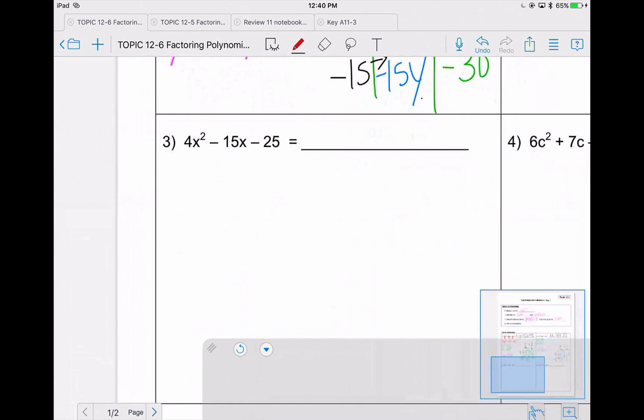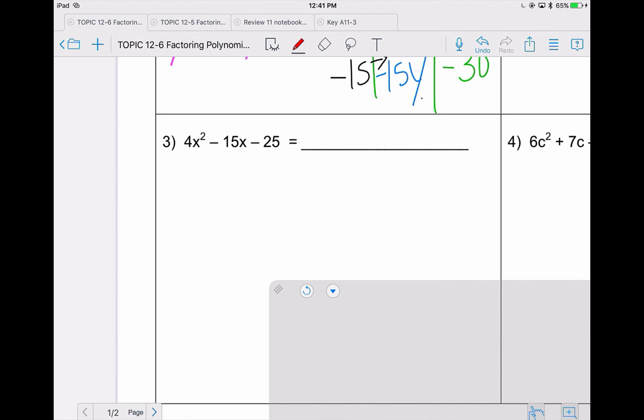Looking at problem 3, they don't all have x's, so that wouldn't be a GCF. I have the numbers 4, 15, and 25. 4 is even, and it's 2 times 2. 15 is 5 times 3. 25 is 5 times 5. So 15 and 25 share a 5, but 4 does not, meaning I do not have a GCF. So I can start to fill in my box.